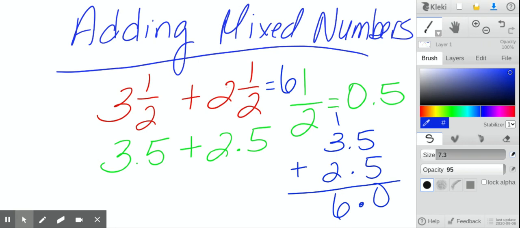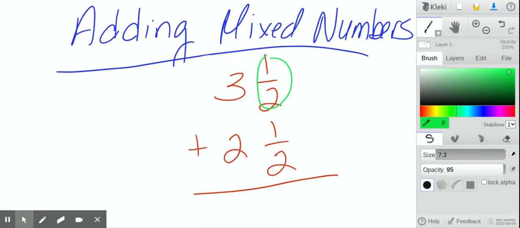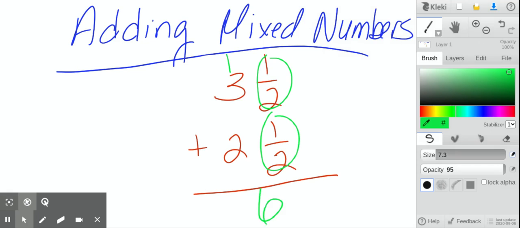Now let's say we didn't want to change them into decimals and we wanted to keep them as fractions. So I can look at this as, these are easy fractions, halves. You should know that 2 halves make a whole. So I know that this 1/2 and this 1/2, when you add them together, will equal 1 whole. So I can add 1 whole to my whole numbers here. Then I would take the 1 plus 3 plus 2 to get me a total of 6 for my answer. So that's another way you could do it.